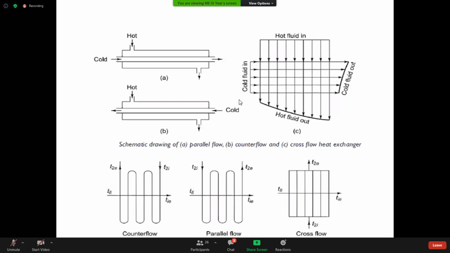Counter flow, parallel flow, or cross flow: for all three we have to find out the effectiveness, find out the LMTD, all those things. LMTD means logarithmic mean temperature difference. Here the convection effect should be there because the fluid has to flow, whether cold fluid or hot fluid.